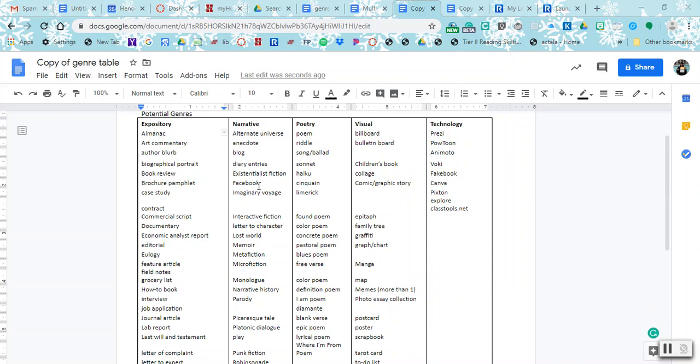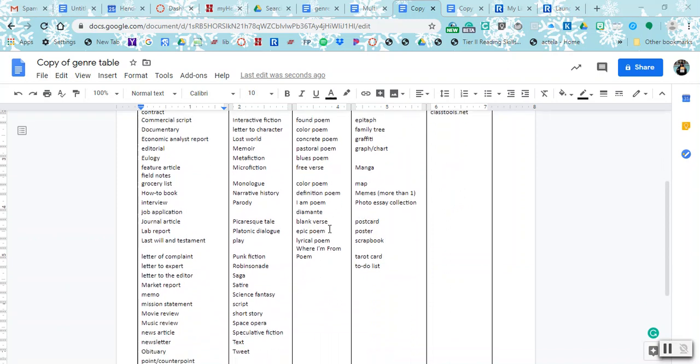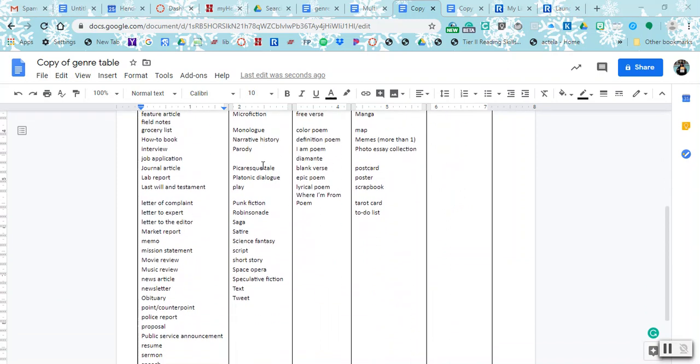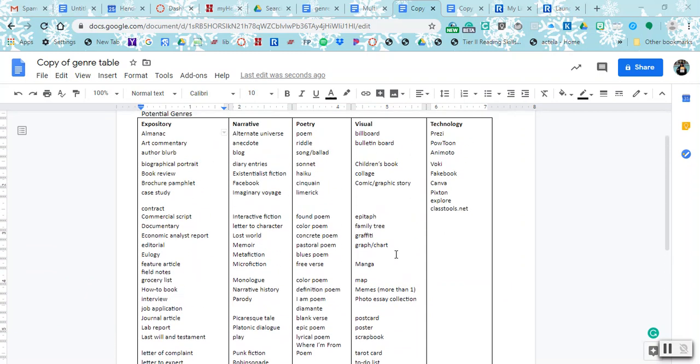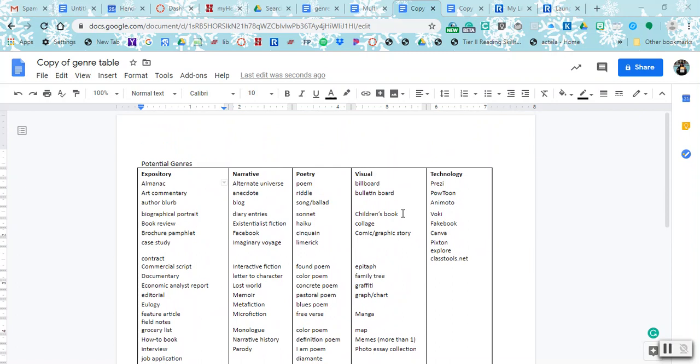Did you know that Facebook could be considered a narrative? Did you know what a picaresque tale is? How about tarot cards? All of these are different genres. All of them are ways to communicate information. We can break them down into categories. We have expository genres, narrative genres. Remember, narratives tell stories. We have poetry, we have visual genres, and we have technology genres.